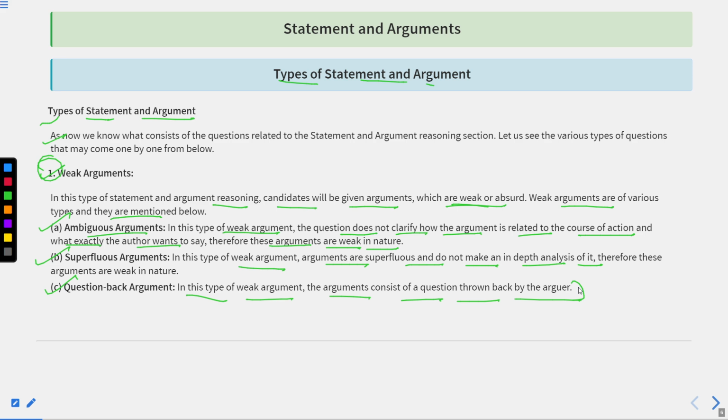So whenever we find any question which has an argument that is either ambiguous, or superfluous, or a question back argument, we will consider these types of arguments to be null and void, and we will reject those arguments, and we will not consider them to be the correct answer for the question that will be provided.